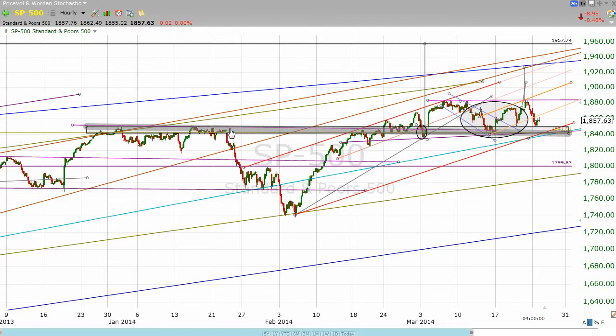You can see this fuzzy area right here that I talked about. That has served as pretty good support. But the problem is it keeps getting tested.